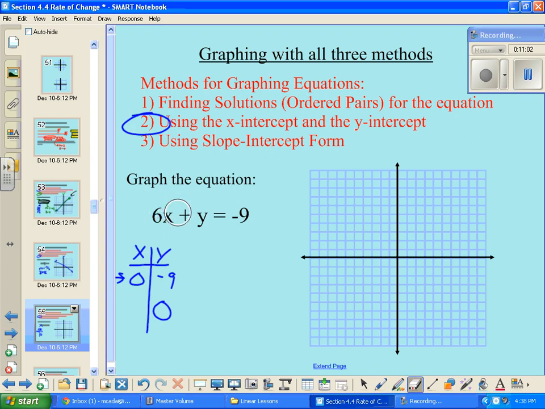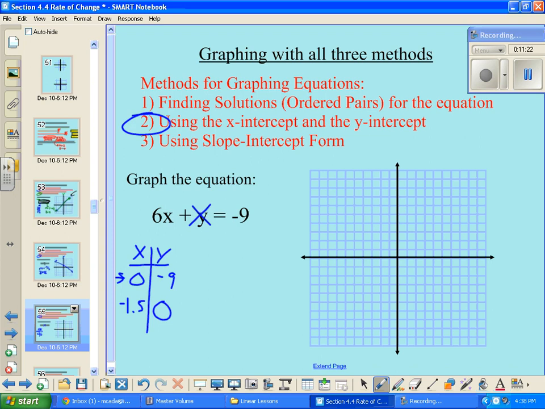Going back to the original equation, if I put 0 in for y to solve for x and get my x-intercept, I just have to divide -9 by 6. In this case, that'll give me a negative answer. -9 divided by 6 gives me -1.5. So I got my intercepts there: (0, -9) and (-1.5, 0).